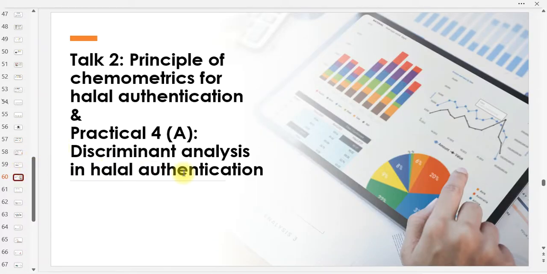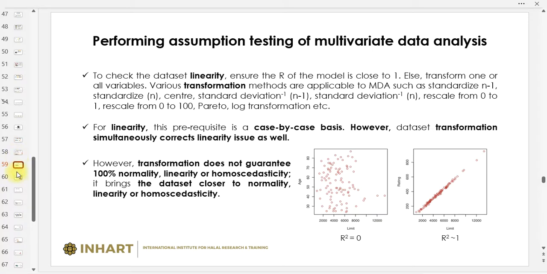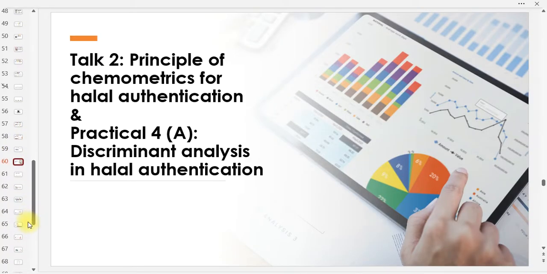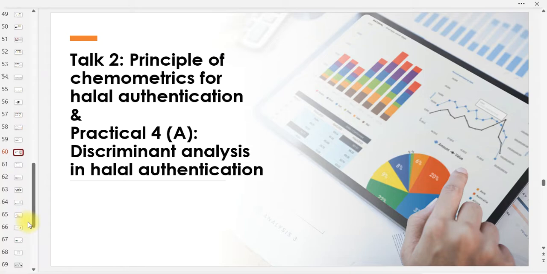So this evening we are going to go for principles of chemometrics for halal authentication and practical number 4, which is discriminant analysis in halal authentication. So up to this slide, ada apa-apa nak tanya? Do you have any question? Petang ni kita akan buat practical only. Done? Any question before we move to evening session?